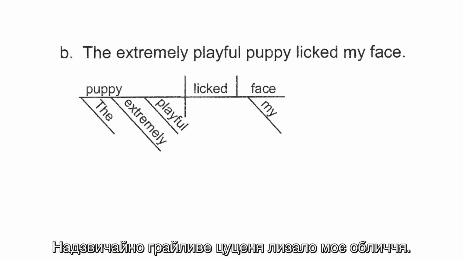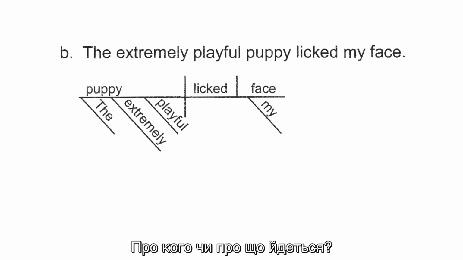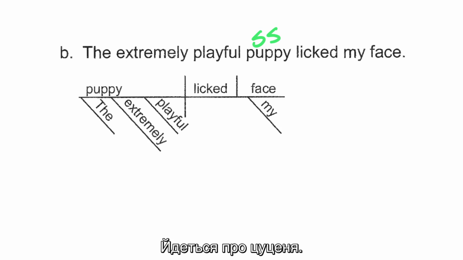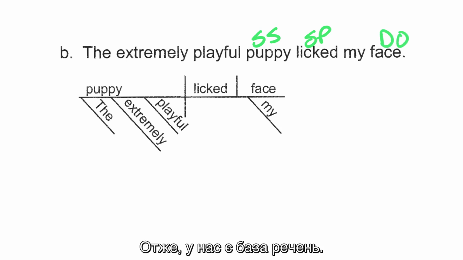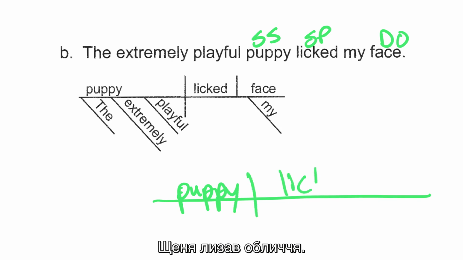The extremely playful puppy licked my face. Who or what is this about? It's about a puppy. What did the puppy do? The puppy licked. What did the puppy lick? Face. So we have our sentence base. Puppy licked face.